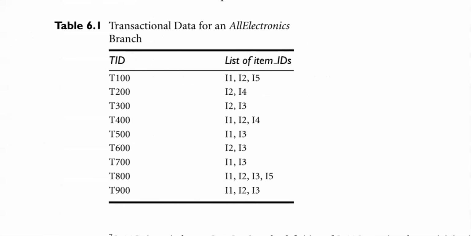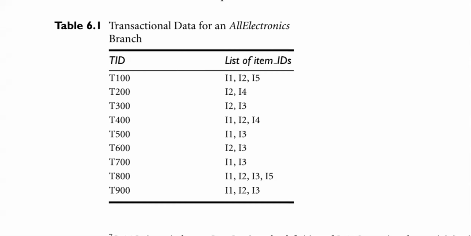Let us take an example of a particular AllElectronics transaction data branch. In that branch, you have the transaction IDs T100 to T900. So totally how many transactions are there? That is 9 transactions. In each transaction, they purchase items, item IDs, that is I1, I2, I5 in transaction one.